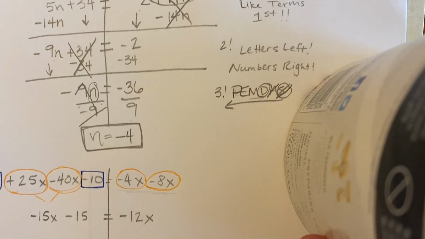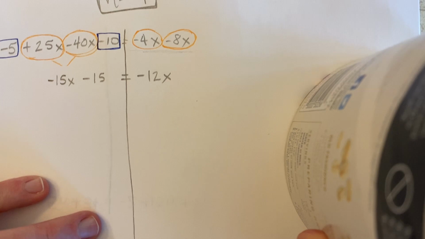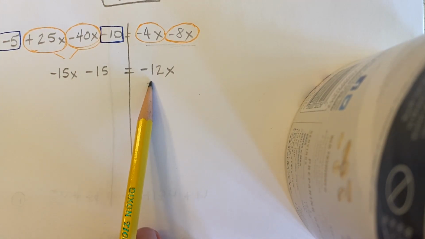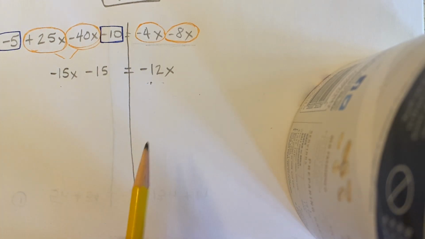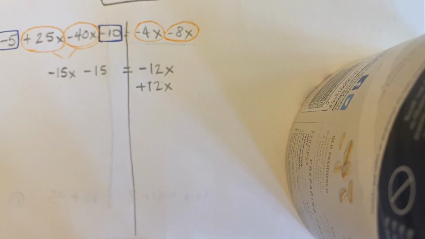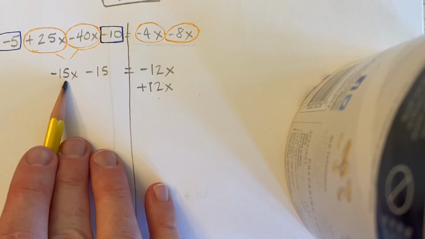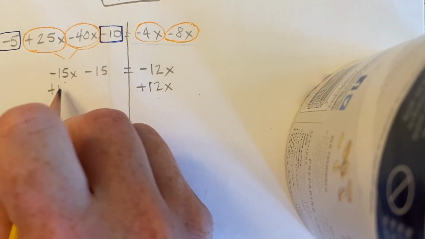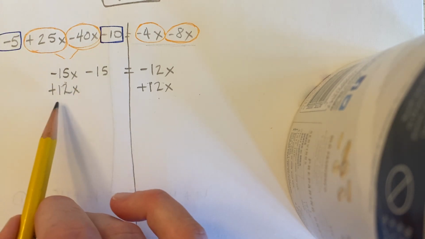My second step here is to do letters left, numbers right. Okay, so I see this letter, negative 12x, and it's on the right side, and I want it on the left side. So how do I move it? I add it. Why? Because negative 12x is undone by adding. Where do I add that 12? Right under here where it says negative 15. Okay, so plus 12x. We want to make sure we're lining up those letters.